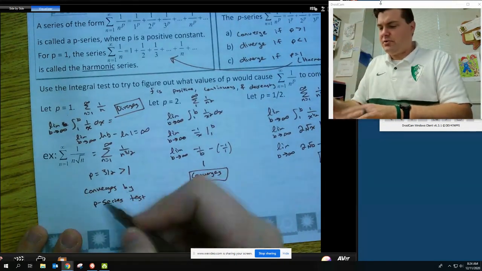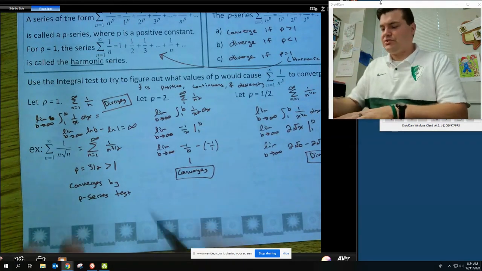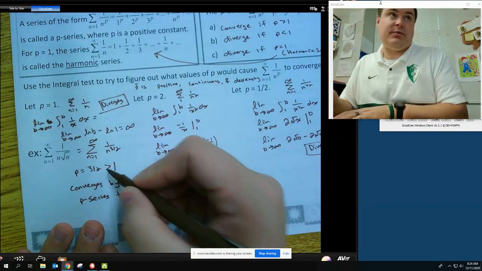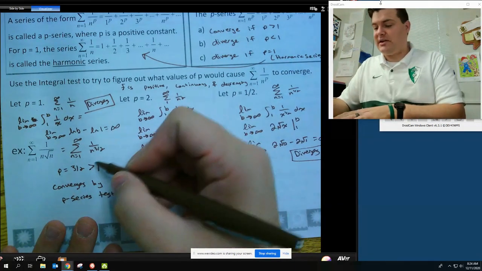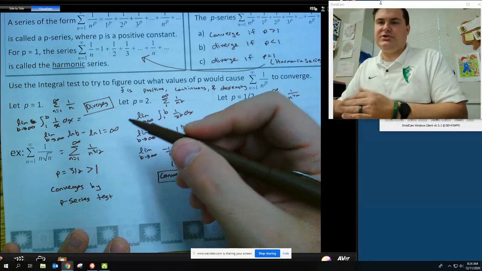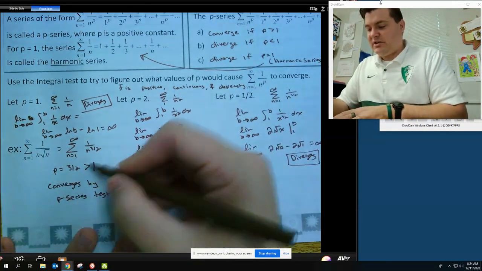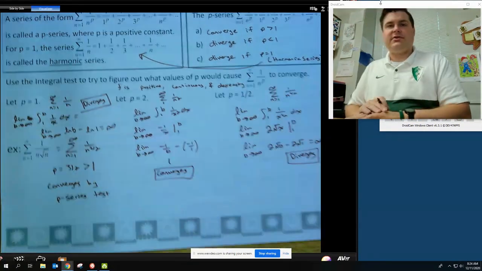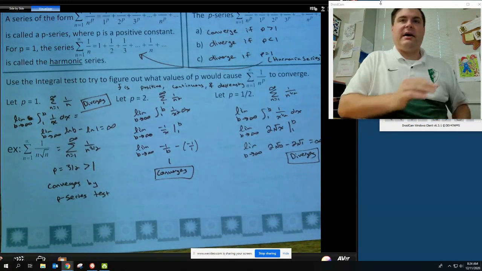This is the work you need to show. Make sure you do show, I almost forgot that, make sure you do show that p is greater than 1. I know it's very silly, but you have to show that you know what you're talking about. You can't just say, oh, p is 3/2, I forgot what to do, I'll just do a 50-50. So you actually need to say that it's greater than 1, and therefore it converges by the p-series test. And that's going to wrap up our video here.